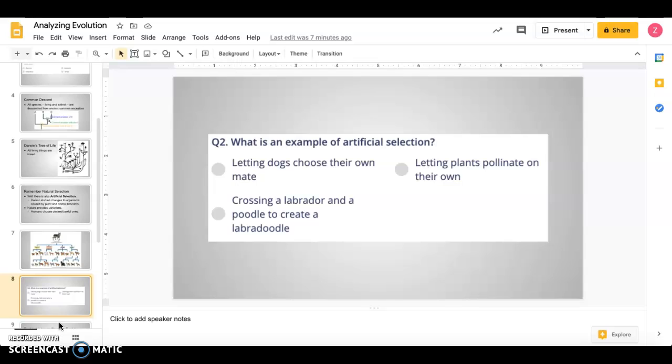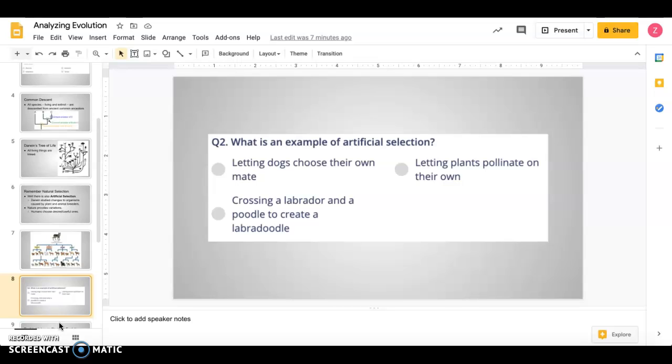So when we brought these creatures into our home, they became man's or woman's best friend. Let's go to question 2. What is an example of artificial selection? Choice 1, letting dogs choose their own mate. Choice 2, letting plants pollinate on their own. Or choice 3, crossing a Labrador and a poodle to create a Labradoodle. The correct answer is crossing a Labrador and a poodle to create a Labradoodle.